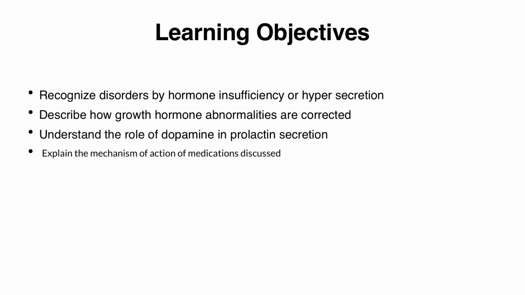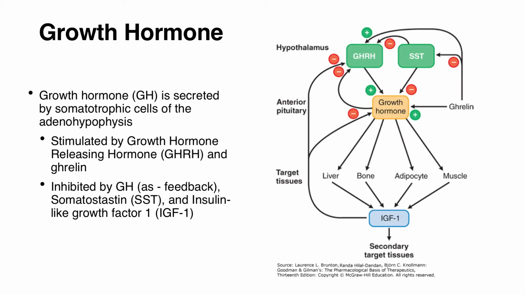Your learning objectives are to recognize the disorders by hormone insufficiency as hypersecretory or hyposecretory, describe how growth hormone abnormalities are corrected, and how prolactin abnormalities are corrected. To understand prolactin, you need to understand the role of dopamine in normal prolactin secretion. Finally, just explain the mechanism of action of the medications discussed.